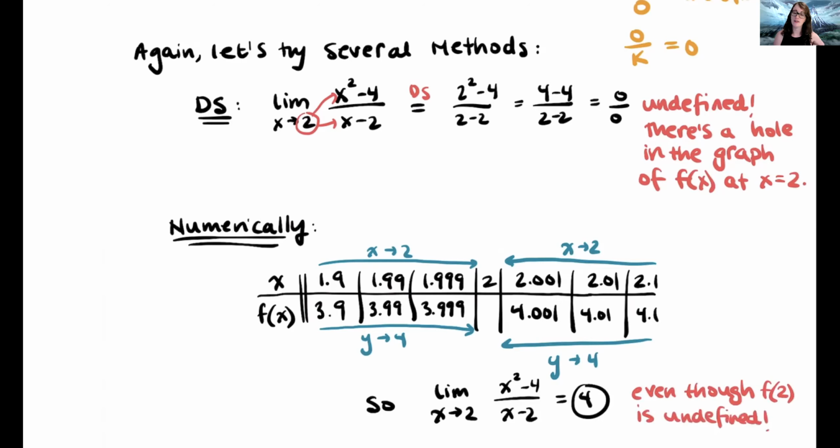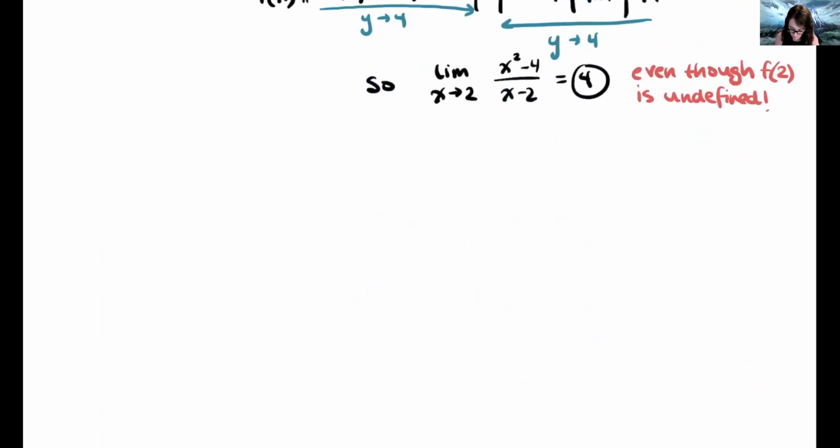Okay, so there's a hole in the graph at x equals 2, but everything around it is heading towards the y value of 4. It's just that when you get to exactly 2, there is a hole, right? You can't plug in 2. But around it, the y values are still honing in on that y value of 4 when x is approaching 2. So here's what that looks like graphically.